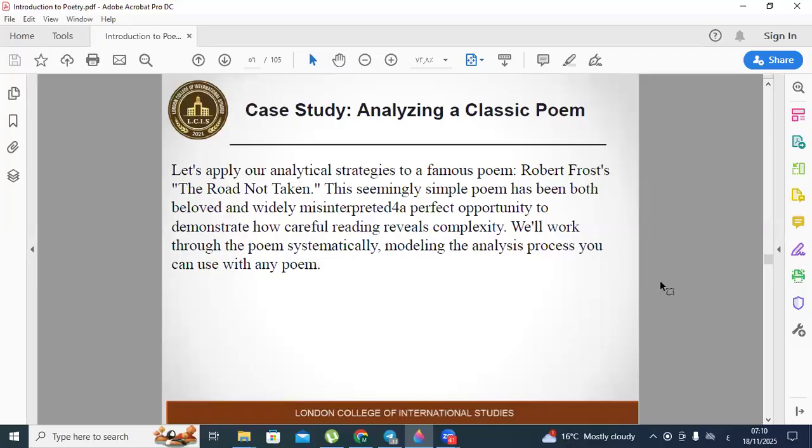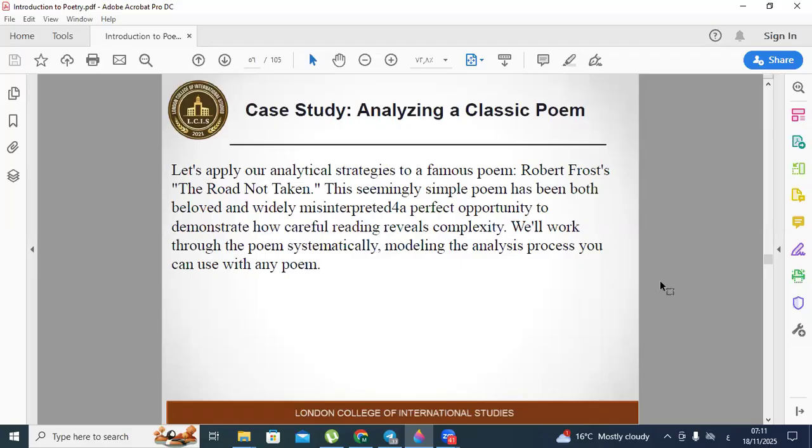A perfect opportunity to demonstrate how careful reading reveals complexity. This poem is often read at graduations as an inspirational message about choosing the unconventional path, about individualism and non-conformity, but careful analysis reveals something more subtle and ironic.